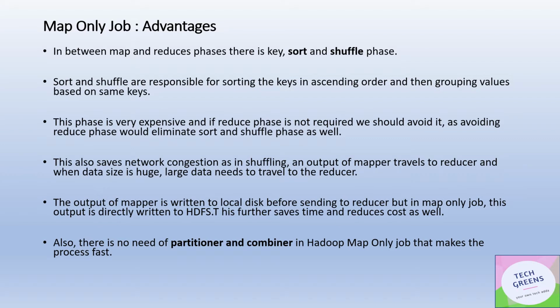At the same time, whenever we have to send the data from mapper to the reducer, it always creates network congestion or network overhead. Now we don't have reducers, so we'll save the network bandwidth on that side. Another thing is in the typical case where we had both the map and the reducer phase, the output of the map is written to the local disk before it is sent to the reducer. And then on top of that, your partitioners and combiners also come into the picture, which will obviously take some time and make your whole process of MapReduce slower.